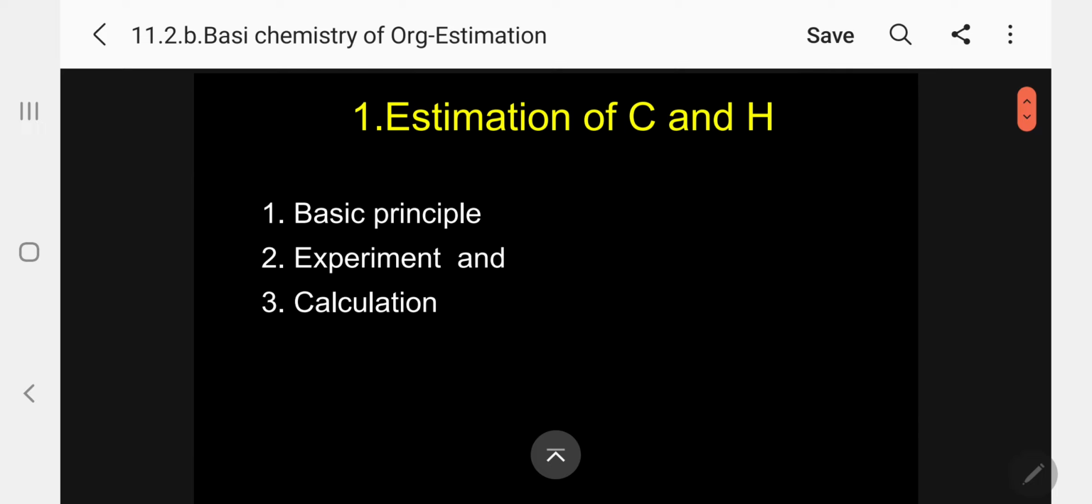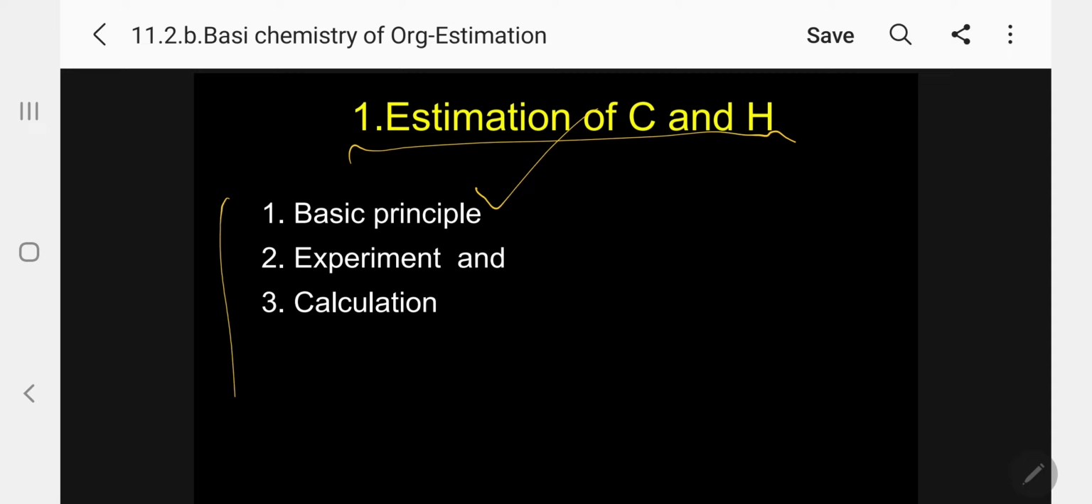First, let me take now estimation of carbon and hydrogen. As usual, in this case, we have three important procedures we are following. One is basic principle, another is experiment, third is calculation. Basic principle I have already discussed to you. Here I will repeat again.